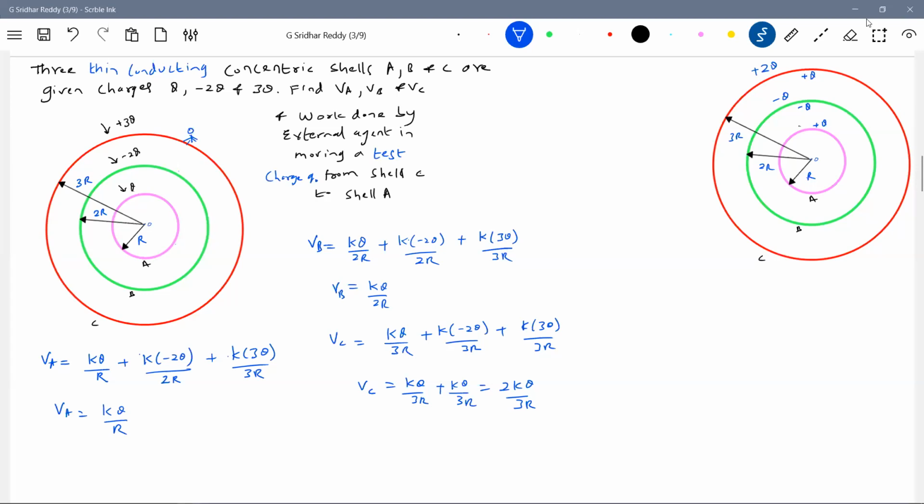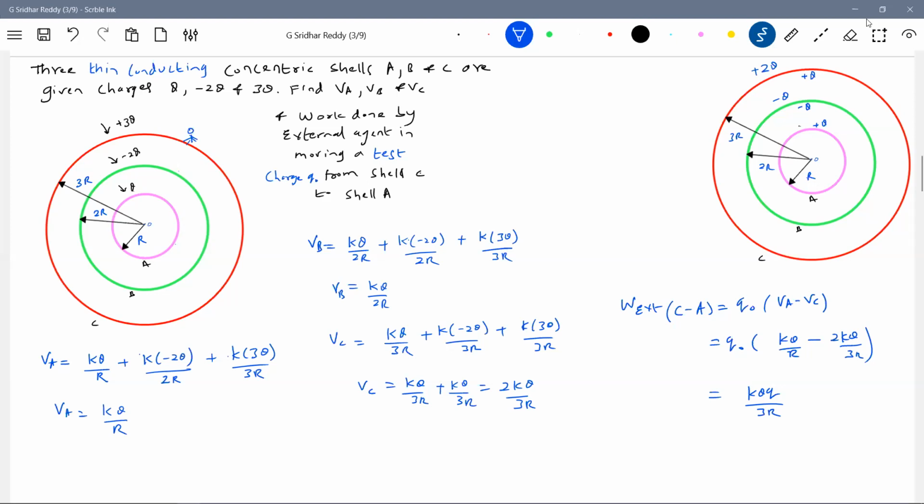Any formula? Work done by the external agent in moving a charge from shell C to shell A should be equal to Q0 into VA minus VC. Can you remember this formula? So we know VA and VC, substitute there. Q0. VA is how much? KQ by R. Okay, this much work the external agent should do to transfer a test charge from shell C to shell A.